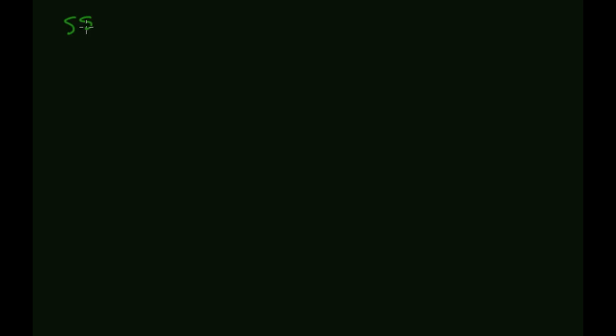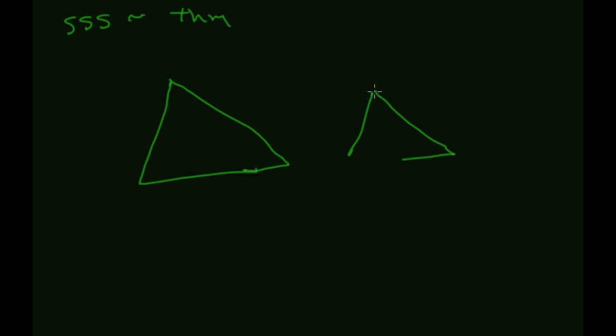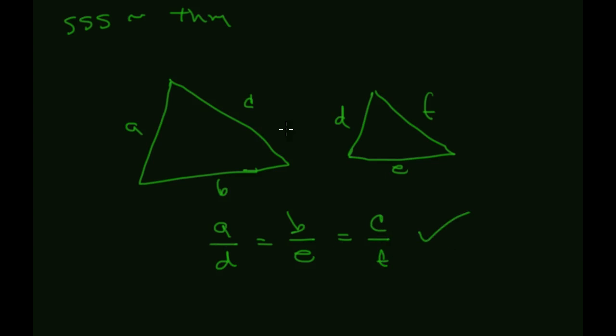This one is what we're going to call the SSS Similarity theorem. Again, you have two triangles. Here's one, here's the other one. We're going to call them ABC and DEF, and we're going to say that A is to D as B is to E as C is to F. If that's the case, then these triangles are in fact similar. One is a mini-me of the other.